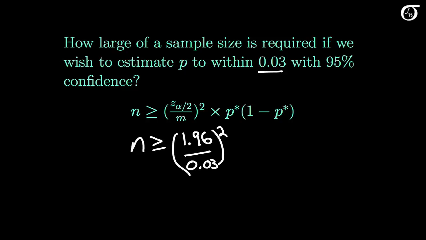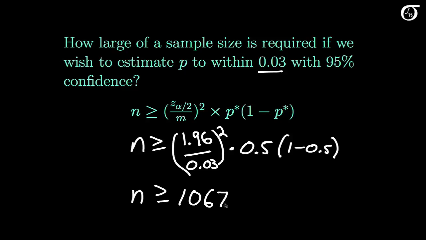What should we use for p star? Well, we appear to have no estimate of p to use in the formula. And if we have no reasonable estimate of p, we should use the conservative approach and choose a p star value of 0.5. So times 0.5 times 1 minus 0.5. If we carry out this calculation, we'd see that we need a sample size of at least 1,067.1 individuals.